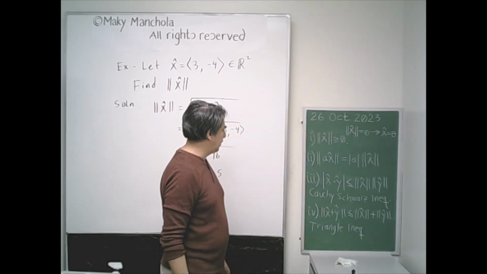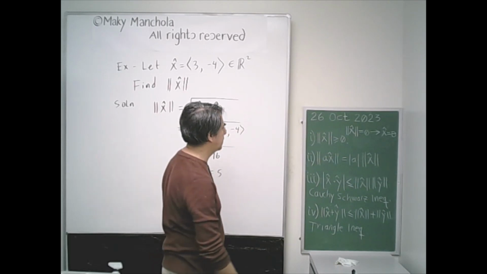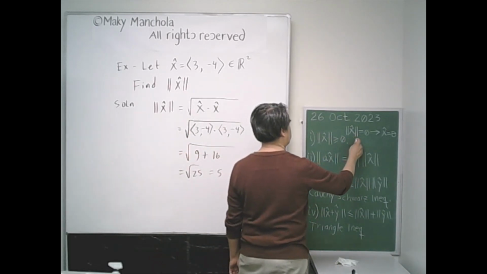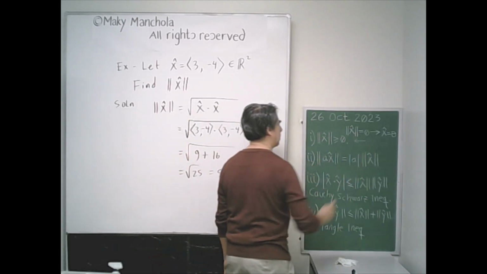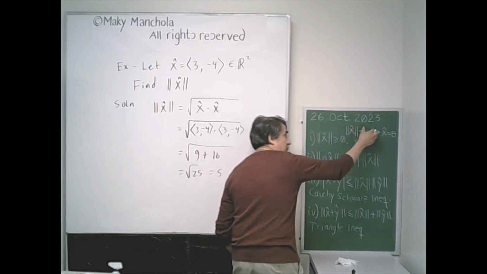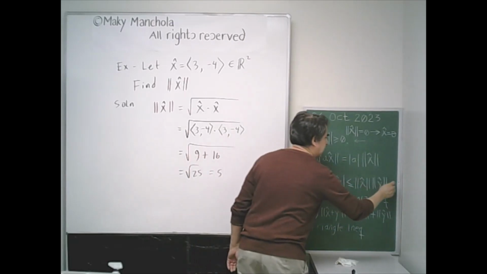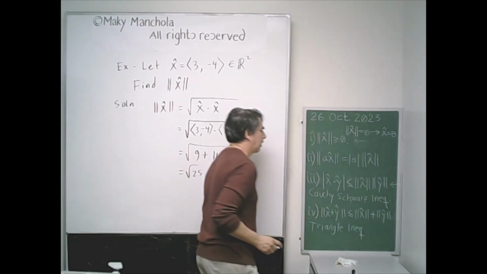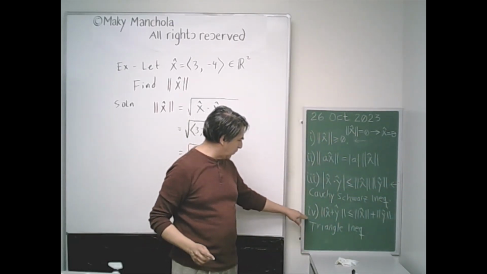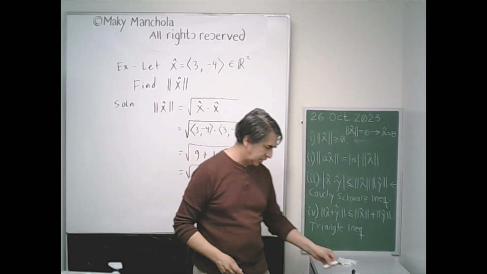Let's prove two of these properties. So let's prove 1, which has two parts to it, and let's prove 3. Properties 2 and 4 are exercises.